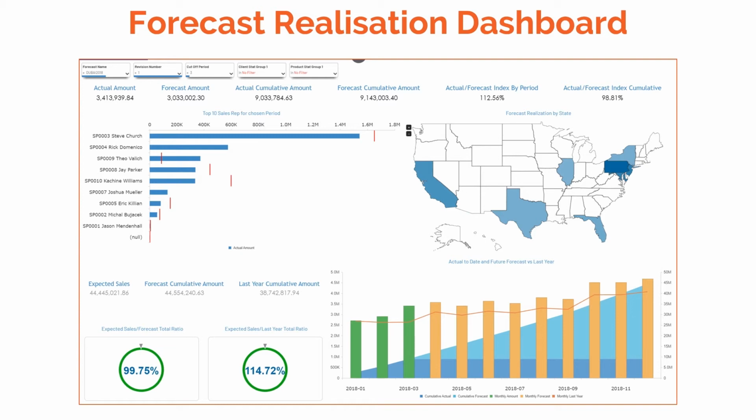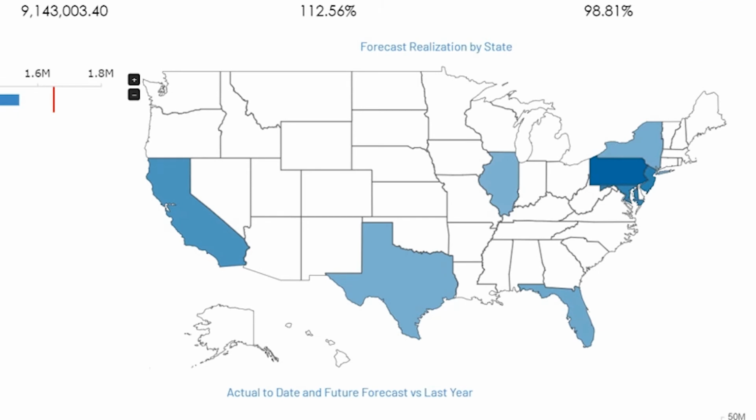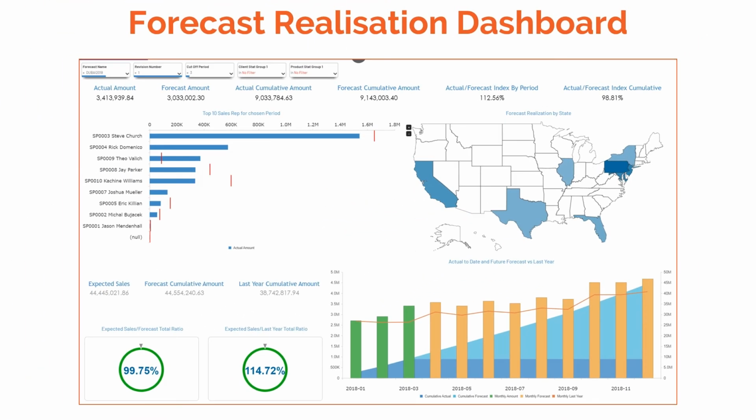On the right side, we see the area graph of the geographical performance, and we see which geographies are the ones where the forecast has been realized better than the others. The color codes, the lighter and the darker, tell us, relatively speaking, which geographies are doing better.